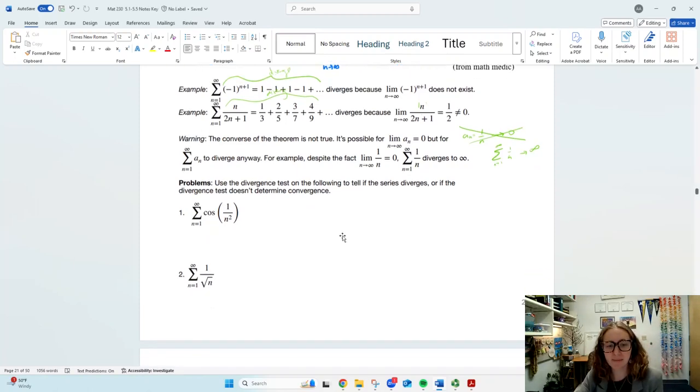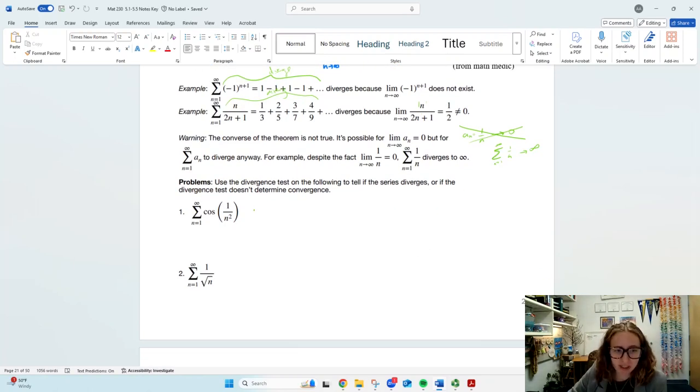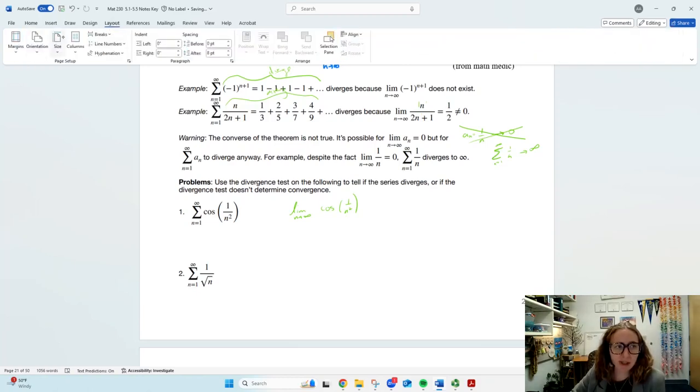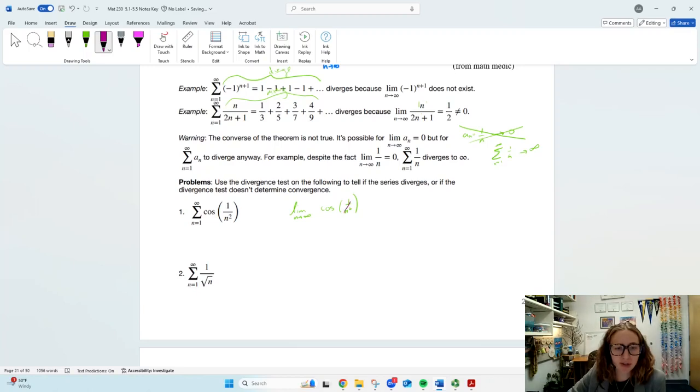Let's take a look at these two examples right here. If I'm trying to use my divergence test here, I'm going to look at the limit as n approaches infinity of cosine of 1 over n squared. Inside of here, my 1 over n squared is going to get really, really small because I'll have 1 over a huge number. So this will approach 0, and my answer will be cosine of 0, which is 1. That's not 0, so since this limit doesn't equal 0, this series is going to diverge.